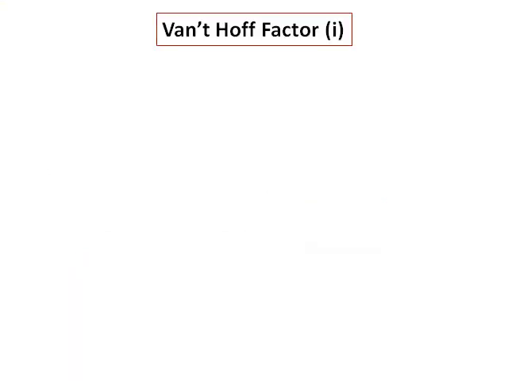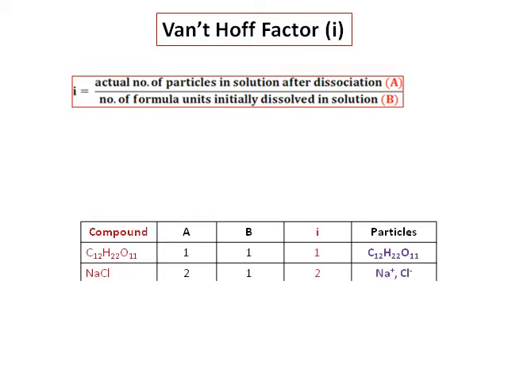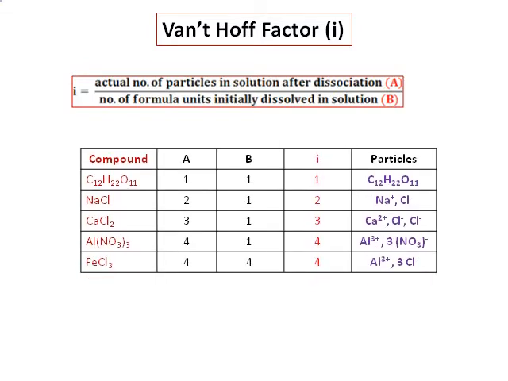Before proceeding further, we will talk about the van't Hoff factor i, which was there in the formula. i is equal to the number of particles in solution after dissociation divided by the number of formula units initially dissolved in solution. In the table over there, I've given a few examples. Sucrose: the number of actual particles is 1 and the number of formula units is also 1. Sucrose is a covalent compound, it doesn't dissociate, therefore the number of particles in the solution is 1.